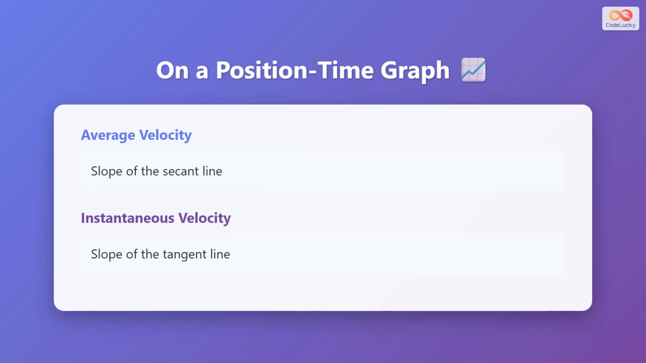We can visualize these concepts using a position time graph. Average velocity corresponds to the slope of the secant line, which connects 2 points on the curve representing the start and end of our time interval. Instantaneous velocity corresponds to the slope of the tangent line, which touches the curve at just 1 point, representing that specific moment in time.